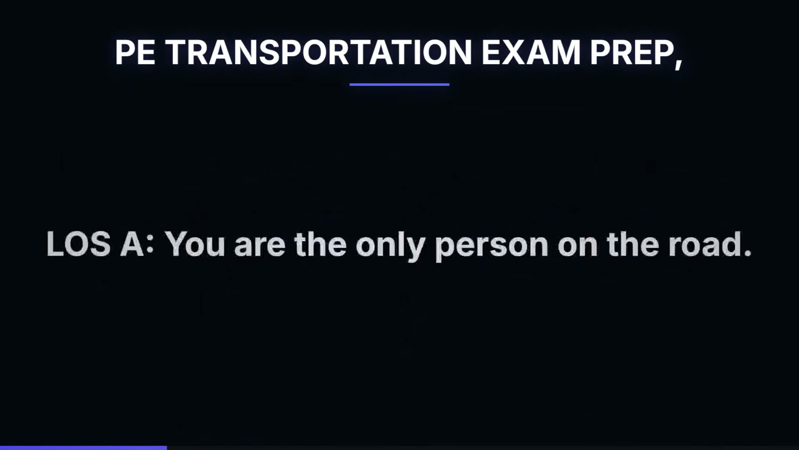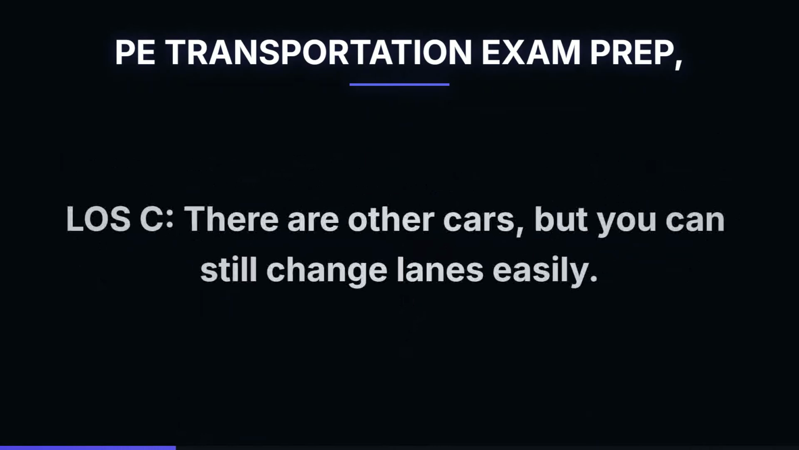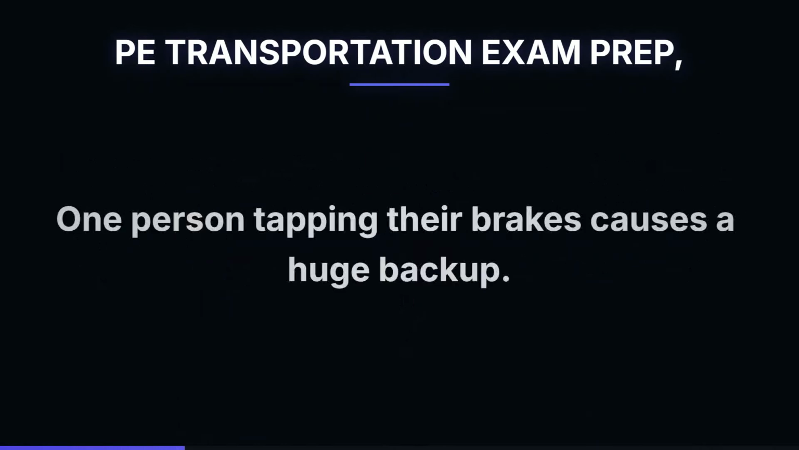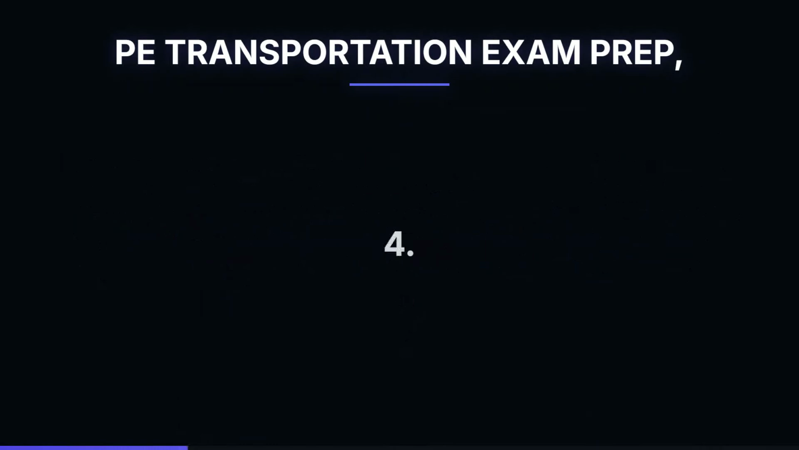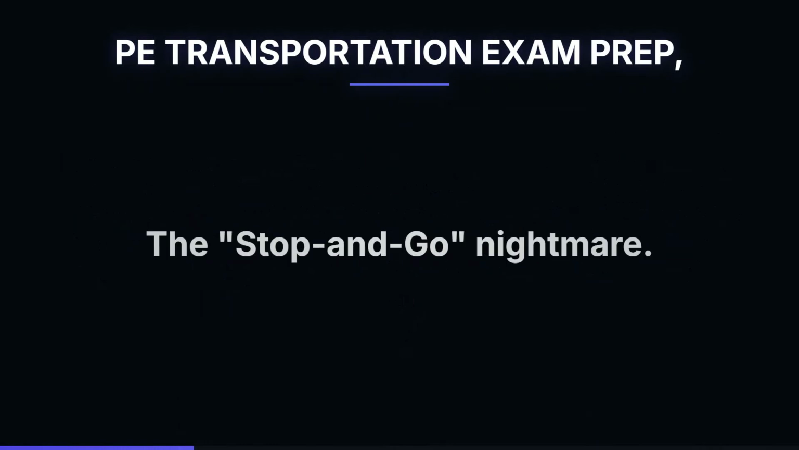1. LOS A. You are the only person on the road. You can go as fast as you want. 2. LOS C. There are other cars, but you can still change lanes easily. 3. LOS E. The road is at full capacity. One person tapping their brakes causes a huge backup. 4. LOS F. Total gridlock. The stop and go nightmare.